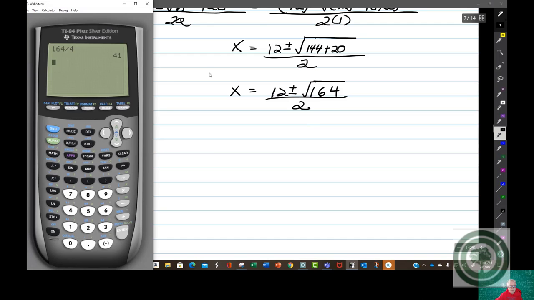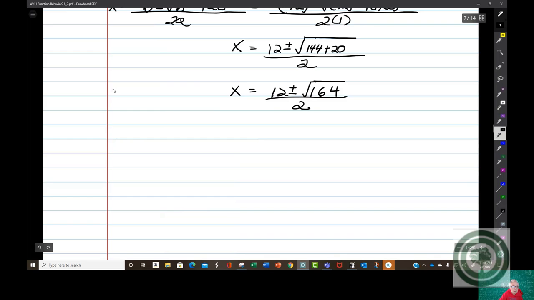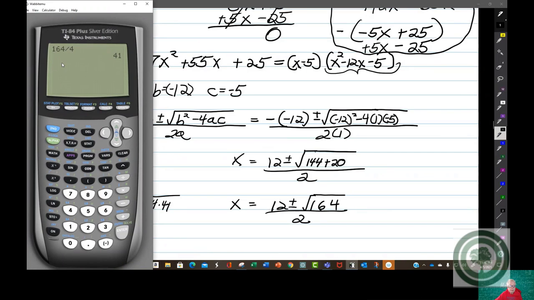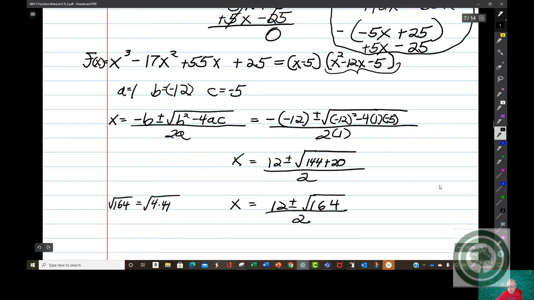So the square root of 164 equals the square root of 4 times 41. I want to make absolutely sure that I did this correctly. So let's go back up here and do this the way you would do it. Parentheses, negative 12, parentheses closed, squared, minus 4, times 1, times negative 5. Enter. It is 164. Okay, just feeling a little insecure. Never trust yourself too much.